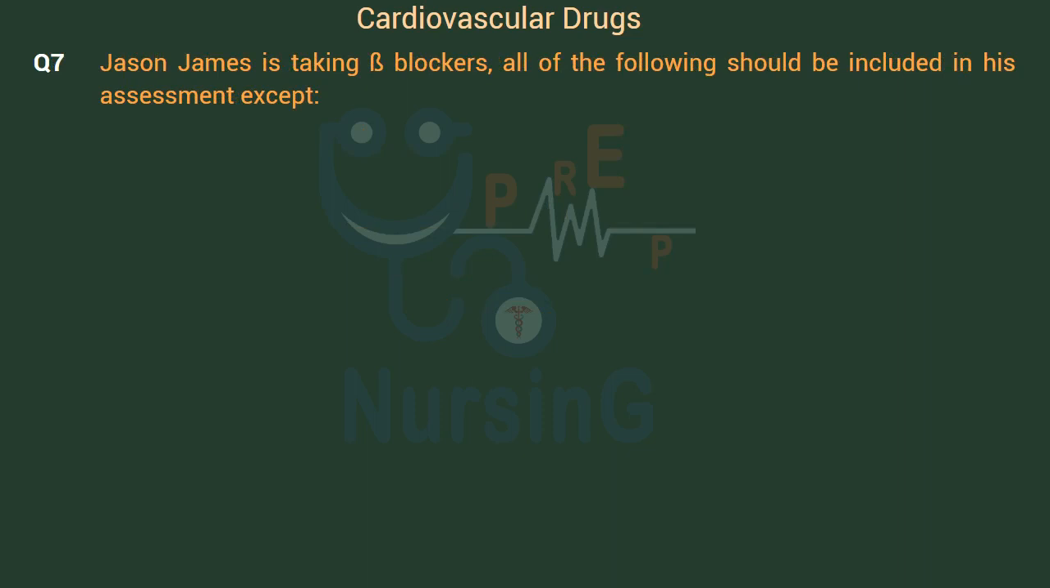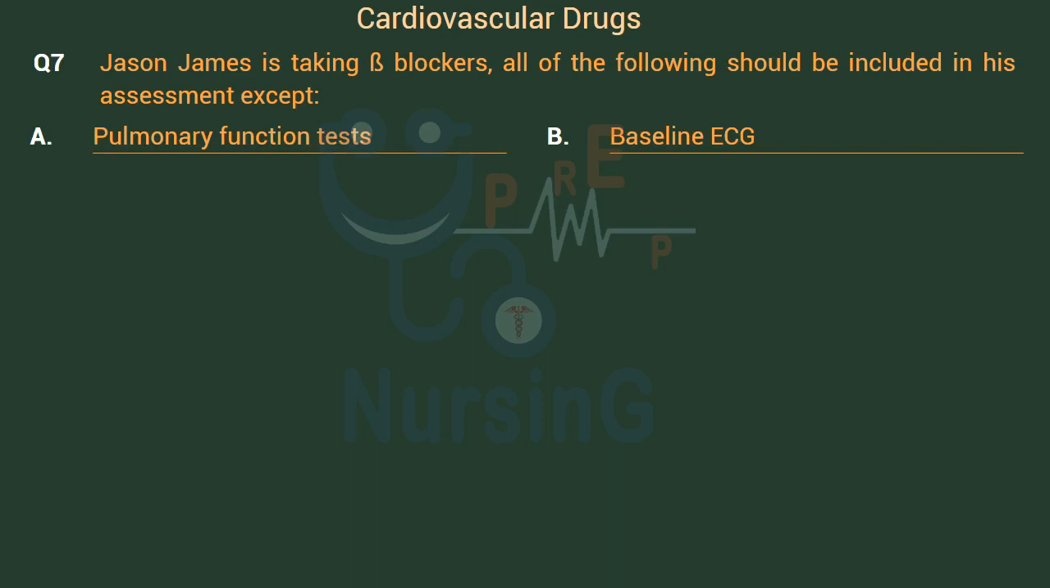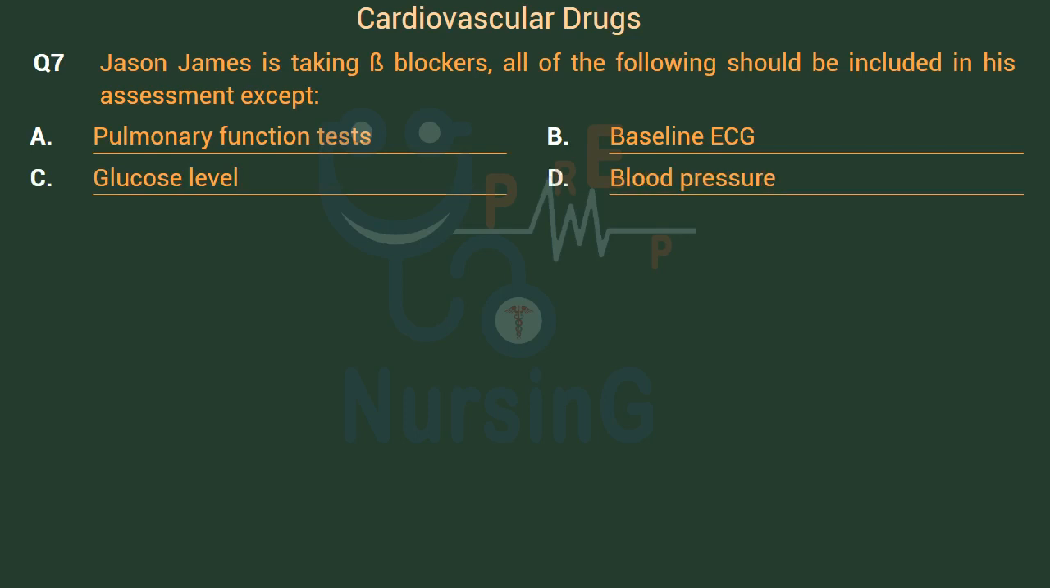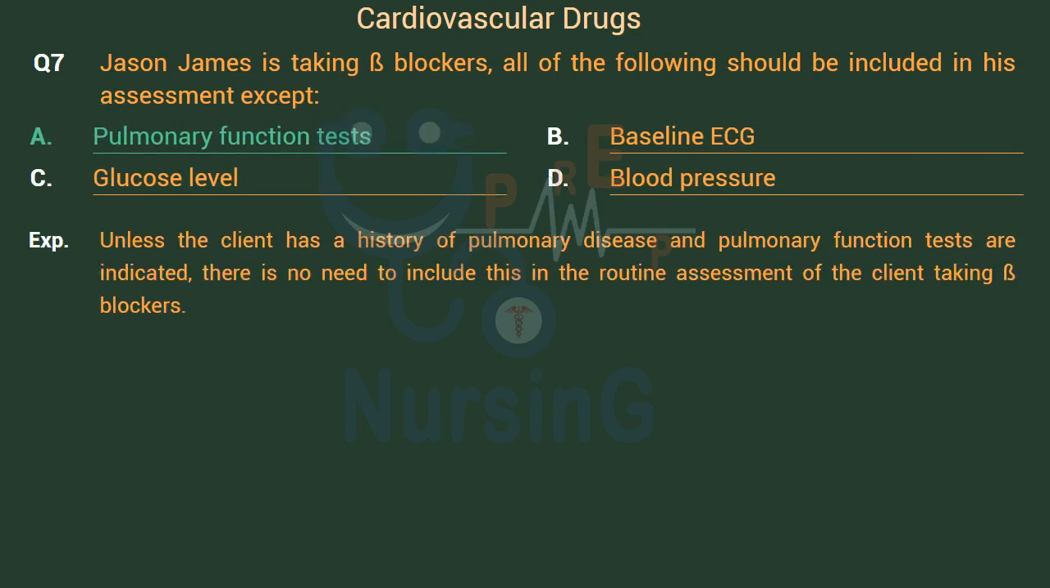Jason James is taking beta blockers. All of the following should be included in his assessment except: Option A. Pulmonary function tests. Option B. Baseline ECG. Option C. Glucose level. Option D. Blood pressure. Right answer is Option A. Unless the client has a history of pulmonary disease and pulmonary function tests are indicated, there is no need to include this in the routine assessment of the client taking beta blockers.